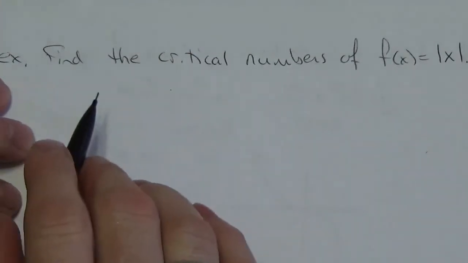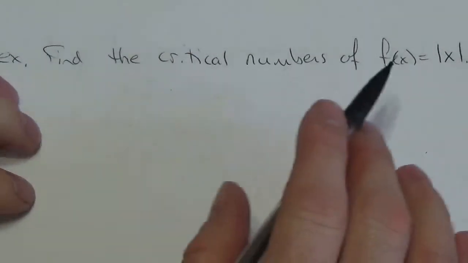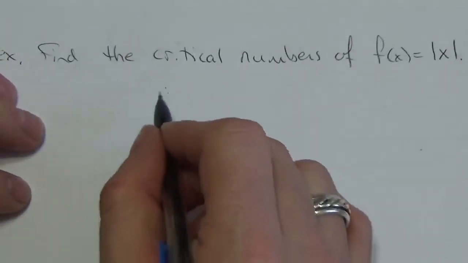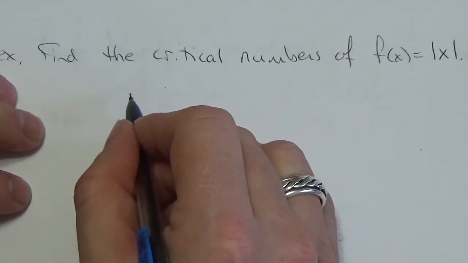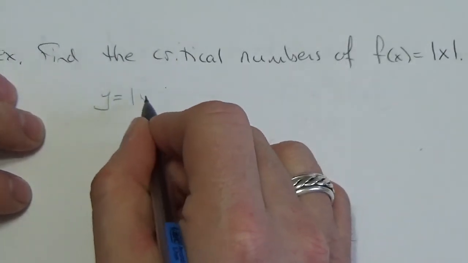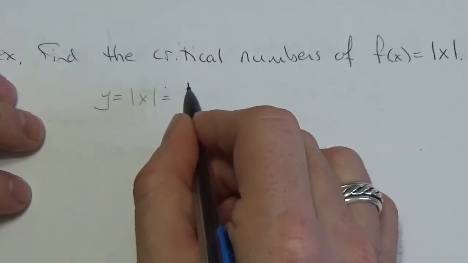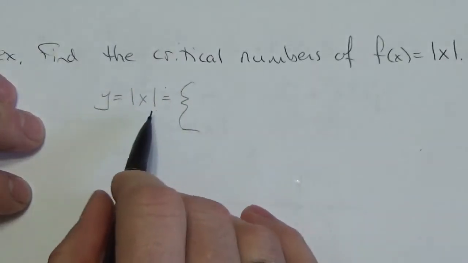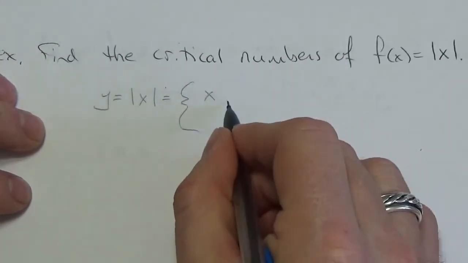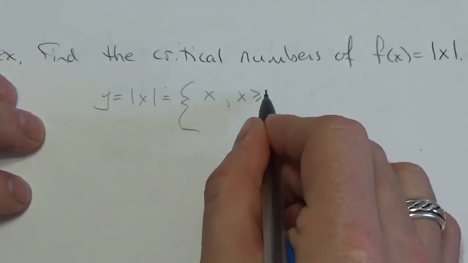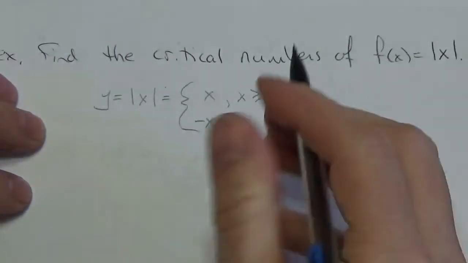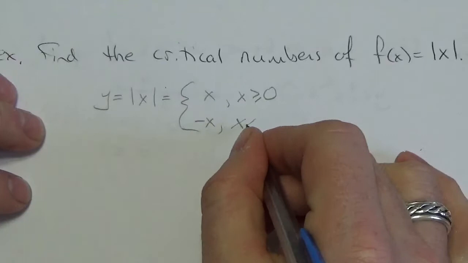Okay, so now in this question, we read, find the critical numbers of f of x equals the absolute value of x. First of all, what does the absolute value of x look like? Well, you should know, from experience in previous classes, that we would break up the absolute value of x into two functions. It'll be just x if x is greater than or equal to 0, and negative x if x is less than 0.